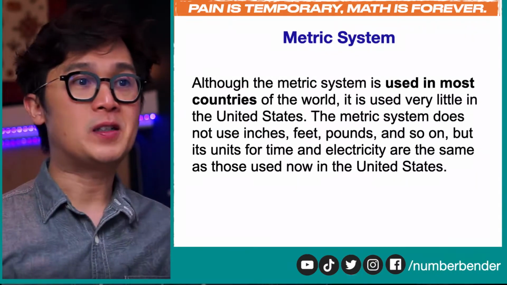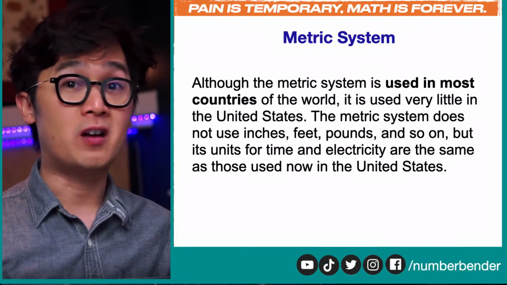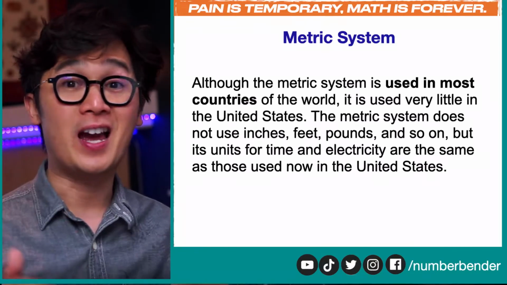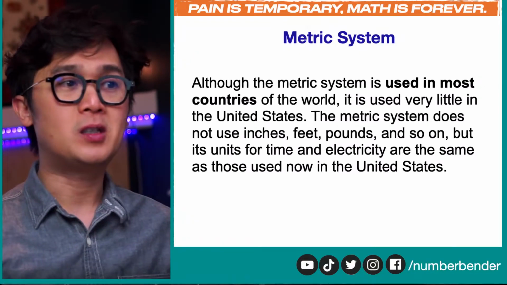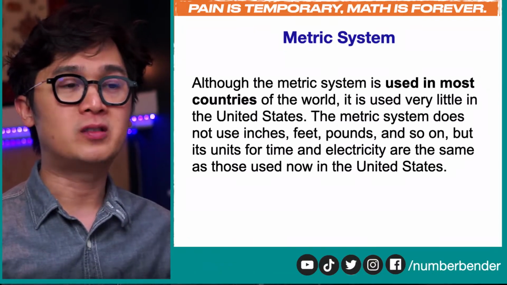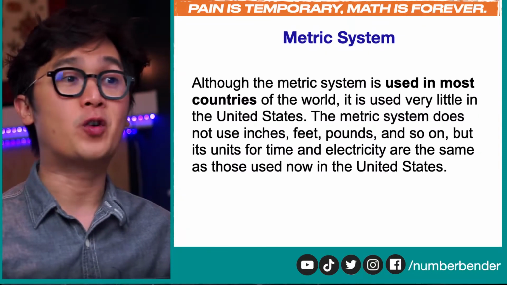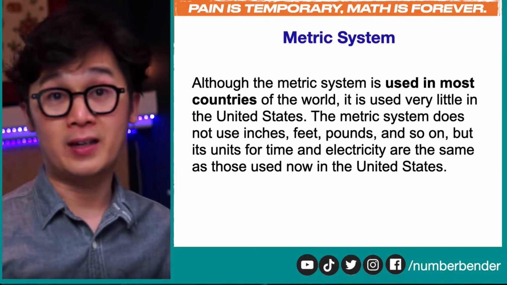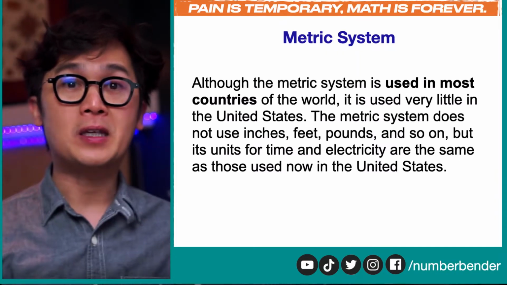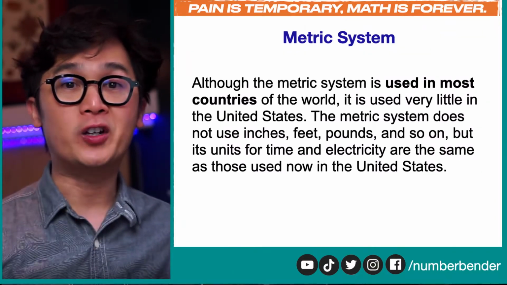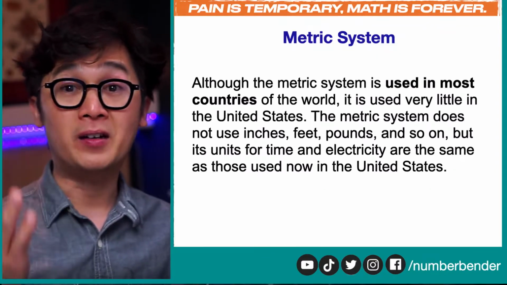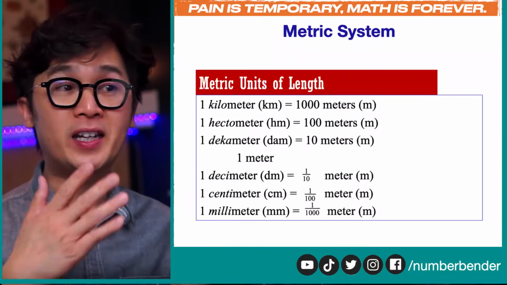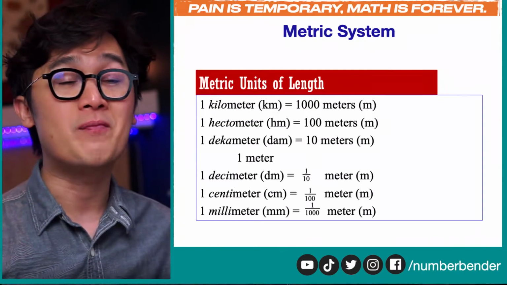Although the metric system is used in most countries of the world, it is used very little here in the United States. Now, the metric system does not use inches, feet, pounds, and so on, but its units for time and electricity are the same as those used now in the United States. So that's what we're going to be using, and we're going to be learning how the American system is converted into the metric system.